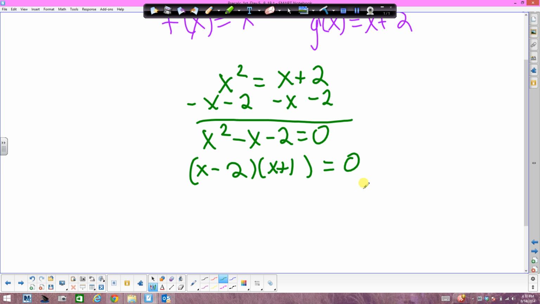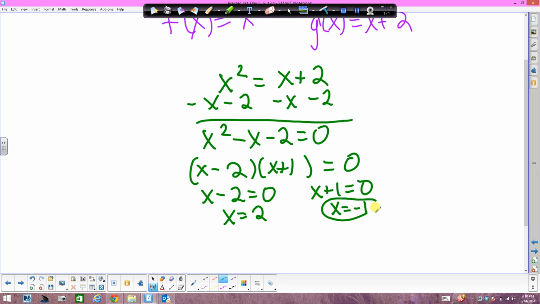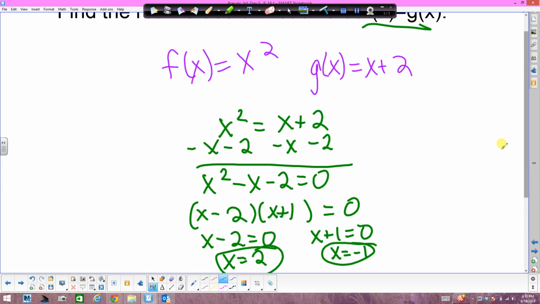But you're not finished, you have to actually solve for x. So we're going to take x minus 2 and set it equal to 0, and x plus 1 and set it equal to 0. So for this equation, we would get x equals 2, and for this one, we would get x equals -1. And so both of those answers would be correct. And you could check them and make sure 2 squared is 4, 2 plus 2 is 4. -1 squared is 1, -1 plus 2 is 1. So both are correct.